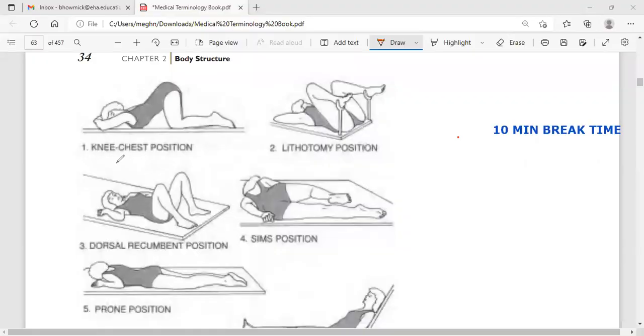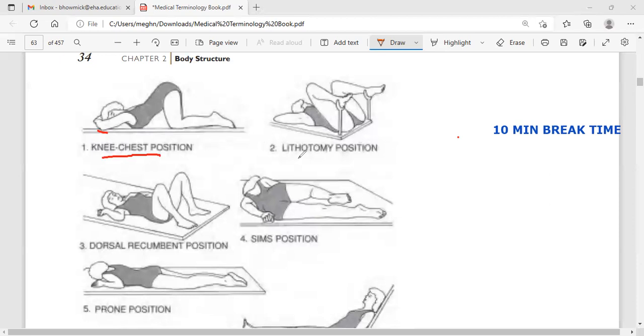So in this picture, this is the knee chest position, right? This patient is in kneeling position where we can see the buttocks are elevated and the head and chest are on the table, right? And the patient's arms are extended above the head and flexed at the elbow. This position facilitates examination of particularly the rectum or pelvic organs.